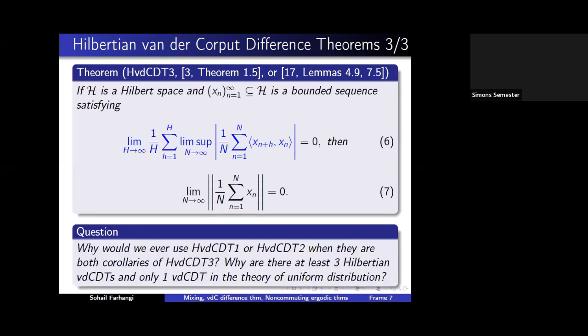And of course, one question that I was wondering about is, what's the point of these first 2 van der Corputs if we can just always use the third one, because it has the weakest assumptions and it still gives us the same conclusion that the other 2 had given us. And another thing that I was wondering is, why do we have 3 van der Corput difference theorems in Hilbert spaces, but only one of them in the context of uniform distribution? Well, I don't have time to answer the second question for you in this talk, but I believe that I should at least be able to answer the first question by the time we get to section 2.